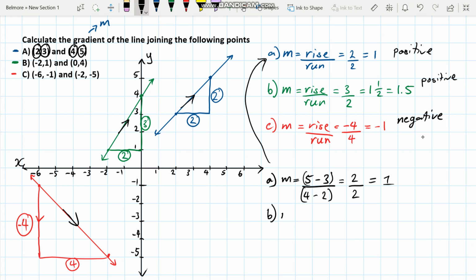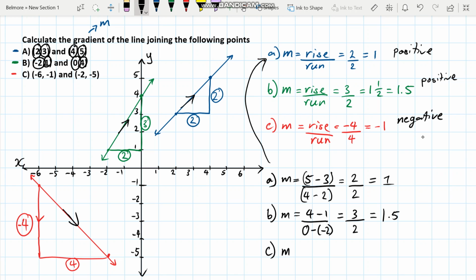For B, same thing. Take your second point, take the y coordinate minus the y coordinate of the first point, so 4 minus 1. Then you look at your x coordinate, 0. Now we're going to minus -2. If I have double minuses, it just means plus. So 4 minus 1 at the top gives me 3. And then 0 minus -2 gives me 0 plus 2. We get 2, which is the same thing as what we got before, which is again 1.5.